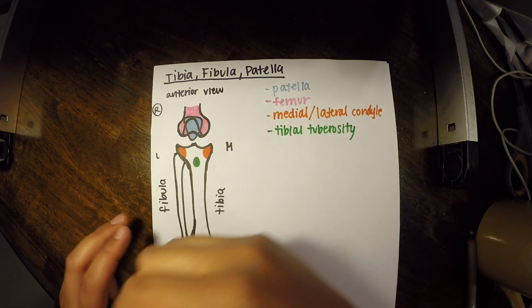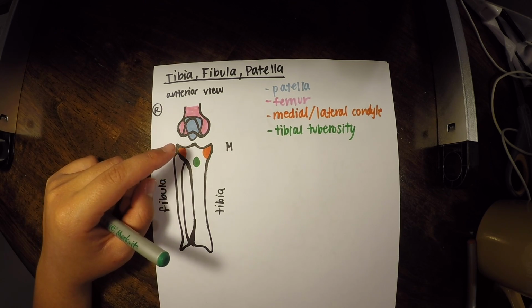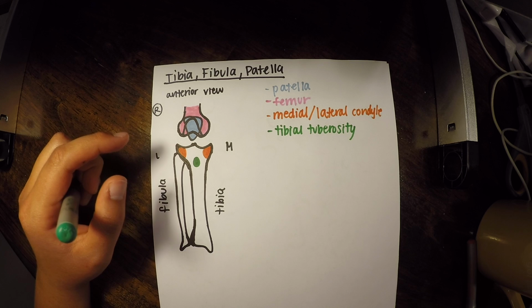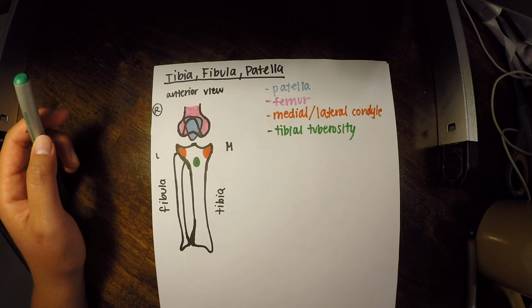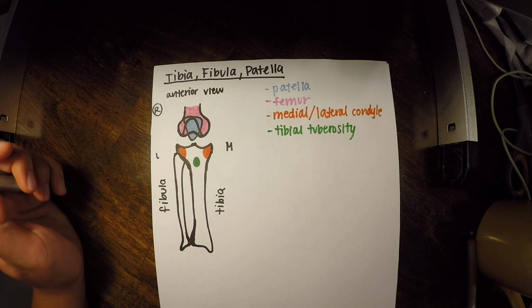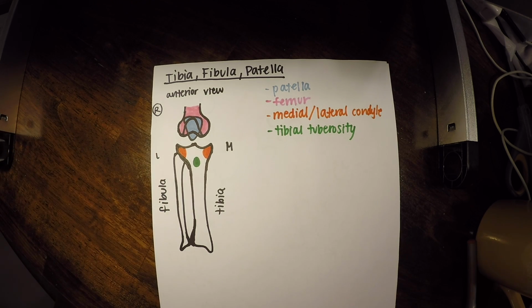Oftentimes because of those soft tissue or ligamentous attachments on that tibial tuberosity, it's pretty common for individuals to have pain there, especially as they're growing. There's something called Osgood-Schlatters, which is a condition where people have pain at that location. So, you know, all of this anatomy is clinically relevant.